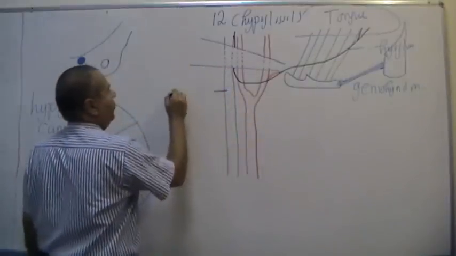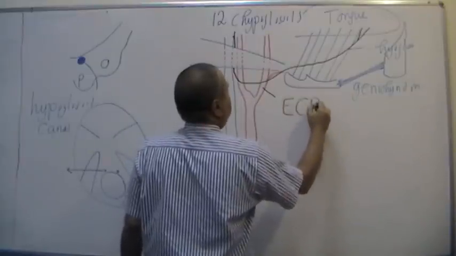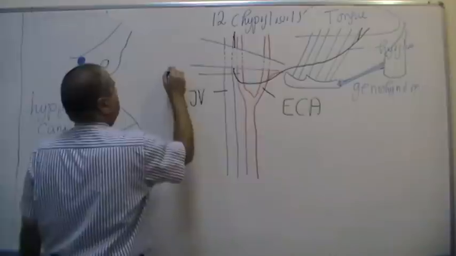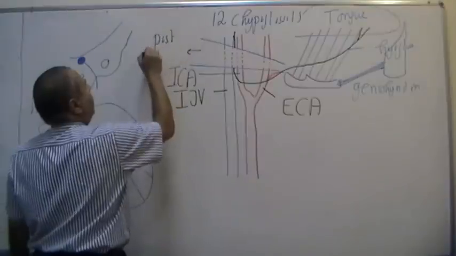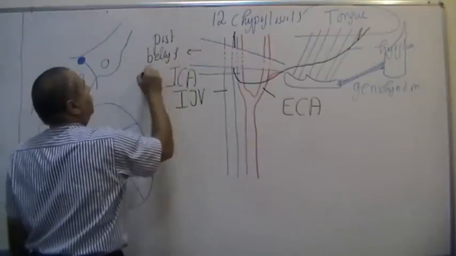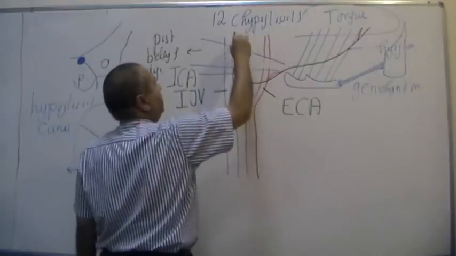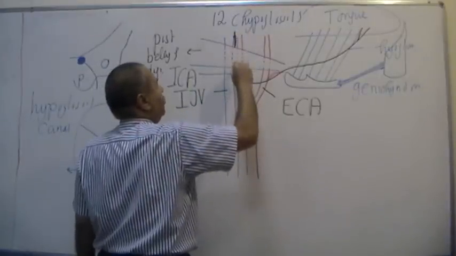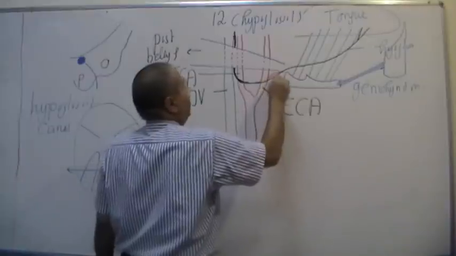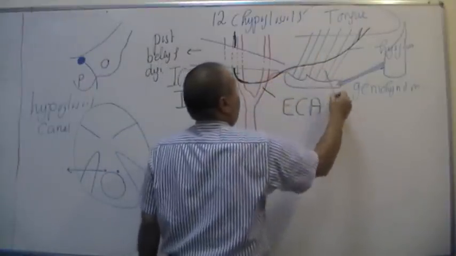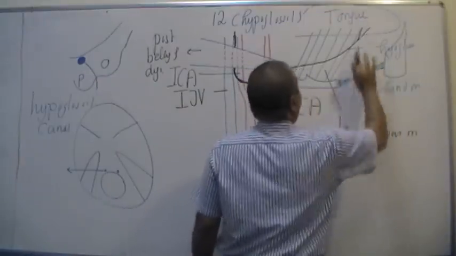This is the internal jugular vein, and this is the external carotid artery, and this is the internal carotid artery, and this is the posterior belly of the digastric muscle, and this is the hypoglossal nerve. It passes inside the carotid sheath, and below the level of the posterior belly, it crosses forward the internal and the external carotid, and the lingual artery. It passes superficial to the hyoglossus muscle to reach the tongue.